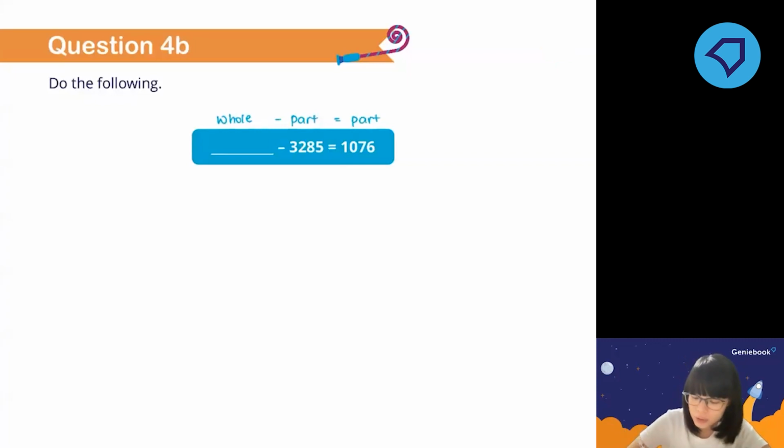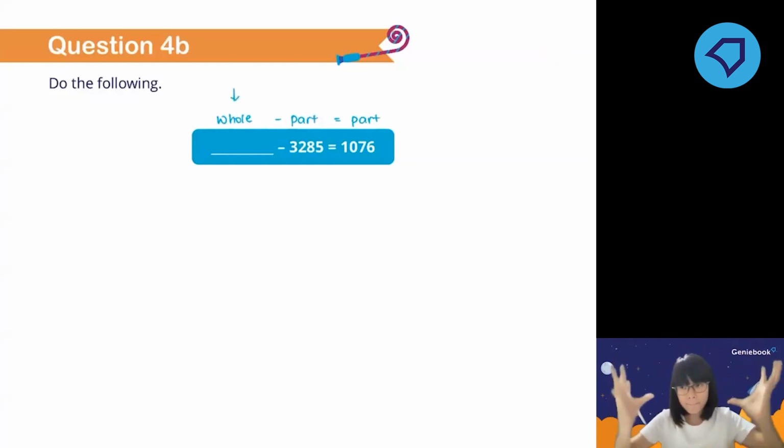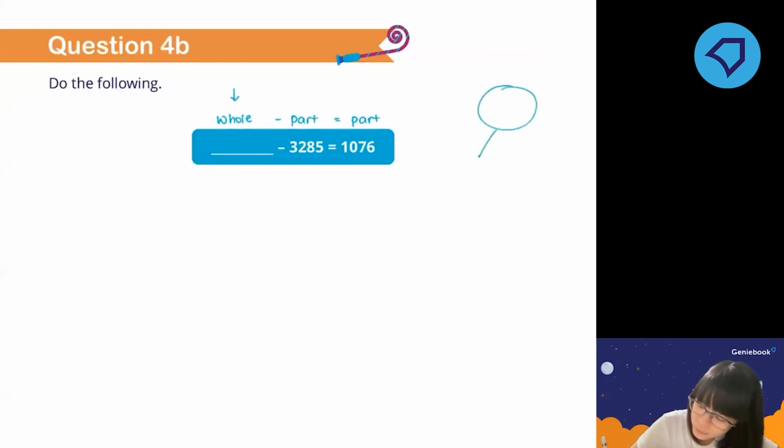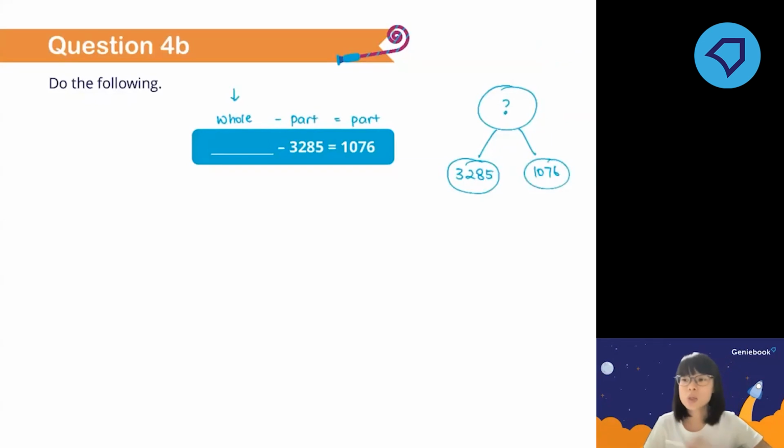Okay, so in order for you to find the whole, this is the whole, and then we have the two parts over here. This is 3,285, and this is 1,076. So we need to find this one. So in order for you to find the whole, we need to add the two parts together. So in this case, we want to find a bigger number. We need to do addition.